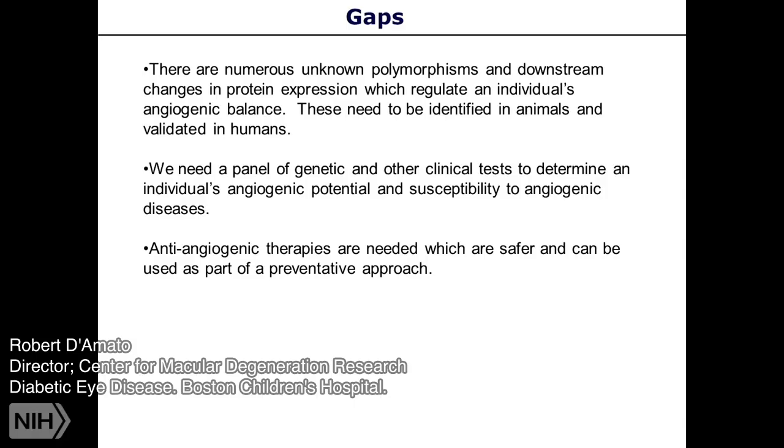And of course, for all this to have an impact, we need anti-angiogenic therapies which are safer, and which can be given before angiogenic diseases develop, in a more preventative approach than we're doing now with more of a therapeutic approach with drugs like Avastin.